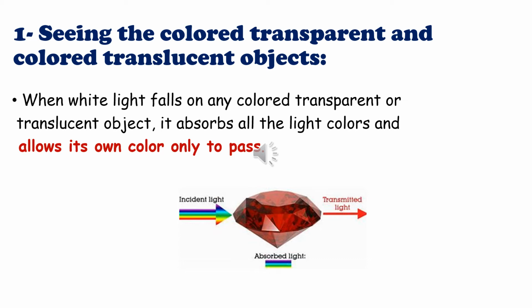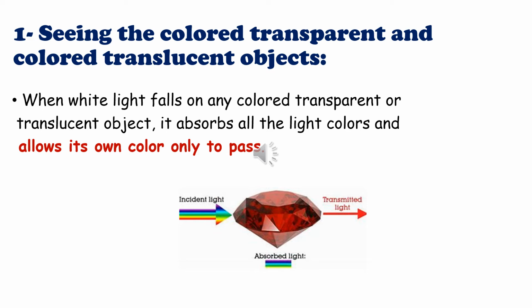First, we will talk about seeing the color transparent and color translucent objects. As we know, the white light is formed from 7 spectrum colors. So when the white light falls on any color transparent or any color translucent objects, what will happen? The colored objects will allow only its own color to pass, and the other colors will not pass through it. It will absorb all the light colors and allow its own color only to pass.